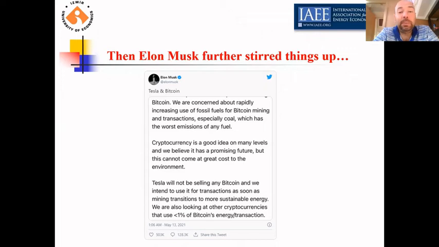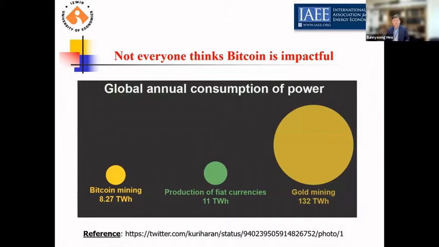So it has been a nice coincidence, because unfortunately, scientists talking about an issue is one thing. A world famous businessman bringing it up is something else. It has much higher impact on the society. So Bitcoin and its environmental impact is a very hot topic nowadays. But not everyone thinks that Bitcoin is environmentally hazardous.